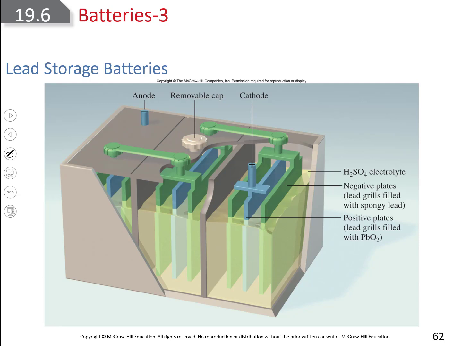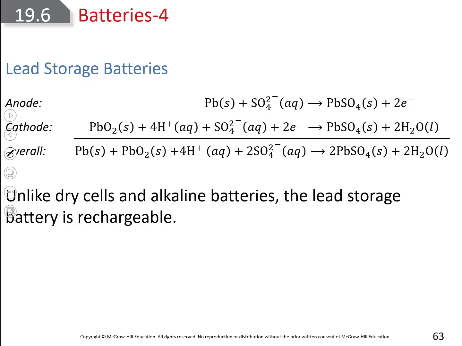But the same thing happens here. We have lead in these grids here, and lead oxide. And then we have the electrolyte solution. So the overall reaction going on here is the lead is getting oxidized. That's our anode. Our cathode then are going to be the grids of lead oxide reacting. And the sulfuric acid is going to be our electrolyte solution that facilitates all of this.